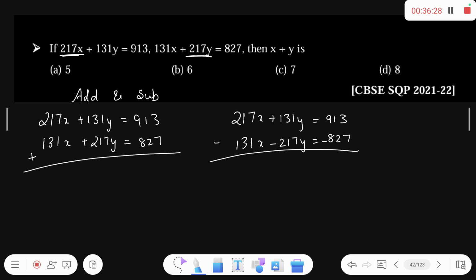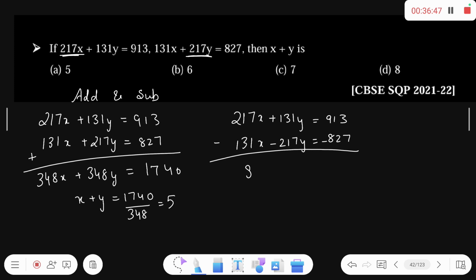So this is 348x plus 348y, and adding 2 will give you 1740. Now x plus y, you will always find it as a factor. So on dividing them, you will get 5. On subtracting them, this comes out to be 86x minus 86y, which is equal to 86. So x minus y is equal to 1.